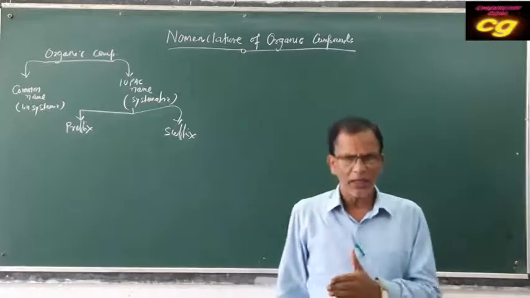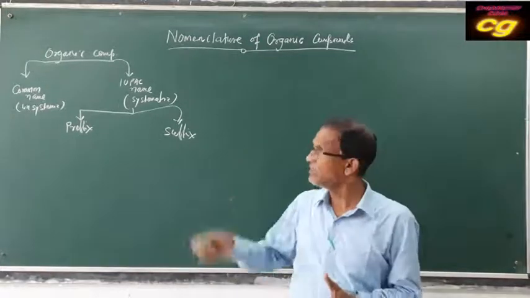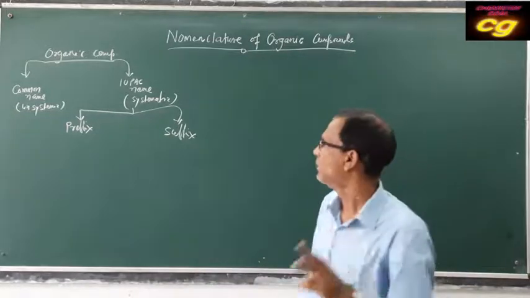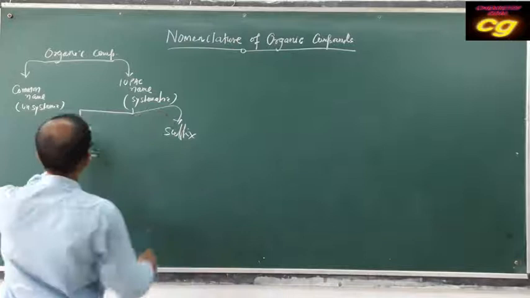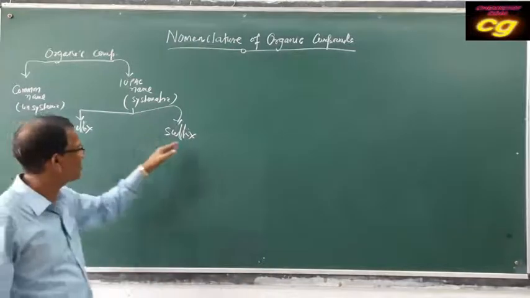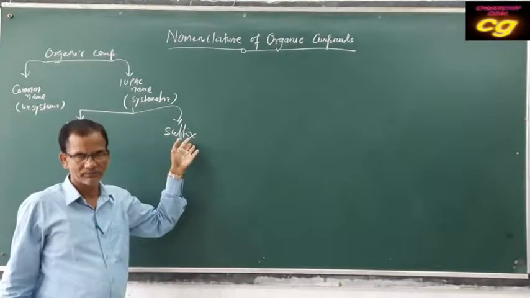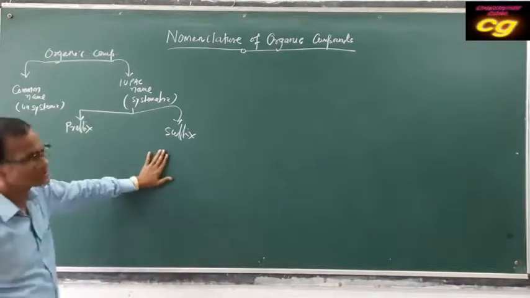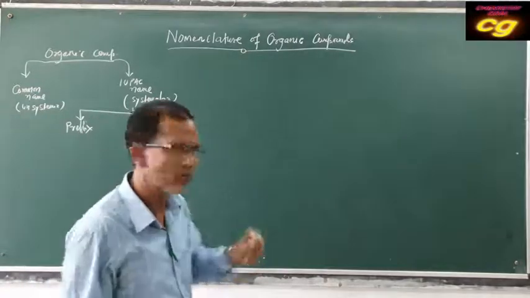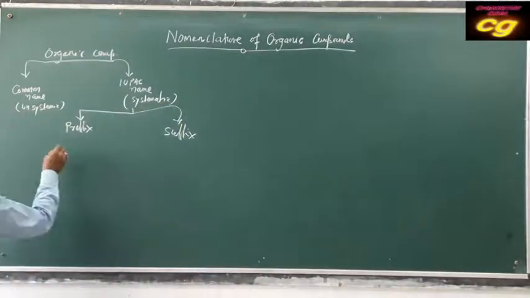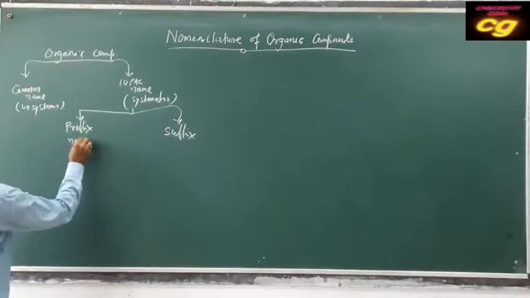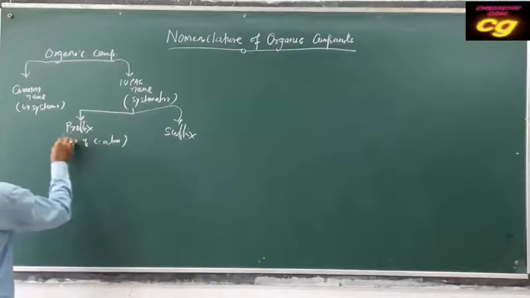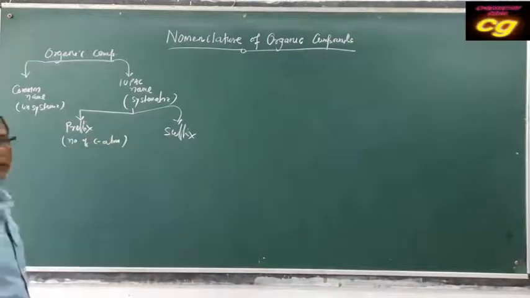But if you see the IUPAC name, it has mainly two parts: a prefix and a suffix. The prefix is the first part of the name, and the suffix is the last part of the name. The prefix in the nomenclature of an organic compound indicates the number of carbon atoms.